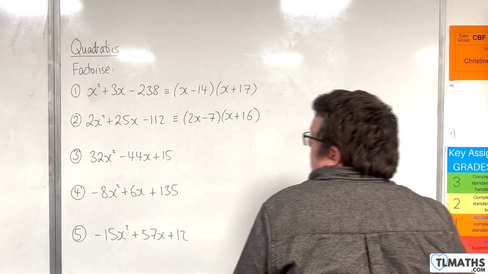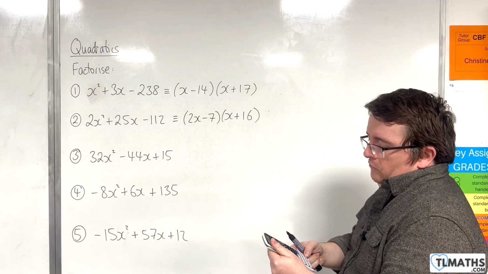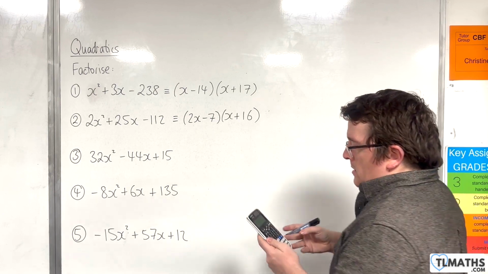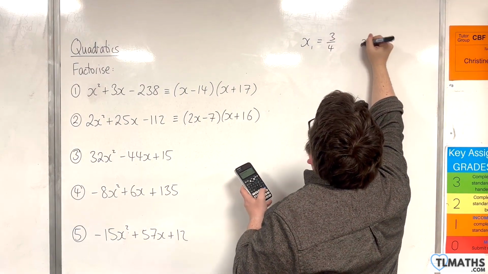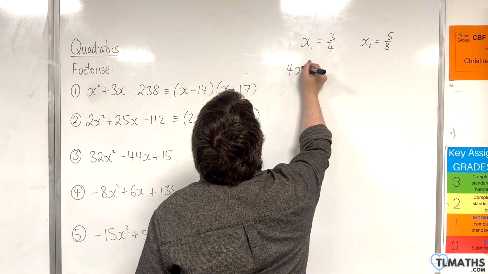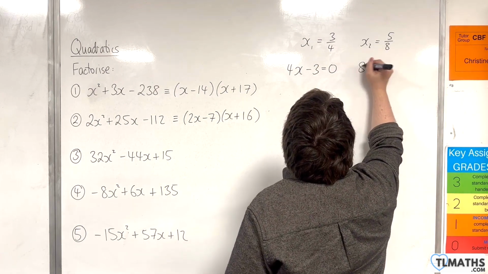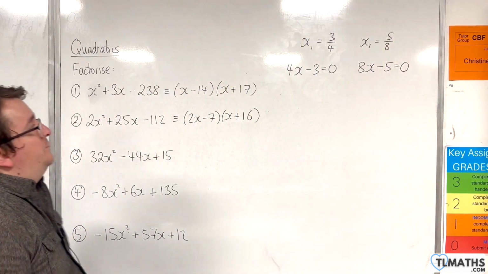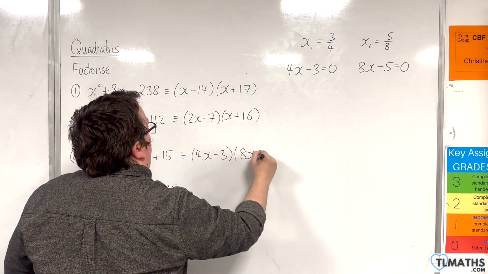So number 3, 32x squared take away 44x plus 15. So let's run through and put those values in. So 32, minus 44 and 15. My calculator is giving me x1 as 3/4 and x2 as 5/8. So I'm going to multiply both sides by 4 and subtract 3 from both sides. I'm going to multiply both sides by 8 and take 5 from both sides. So I have 4x take away 3 times 8x take away 5.